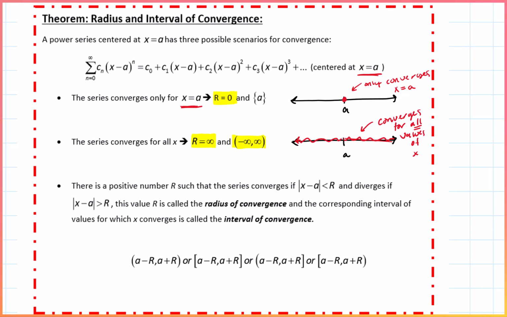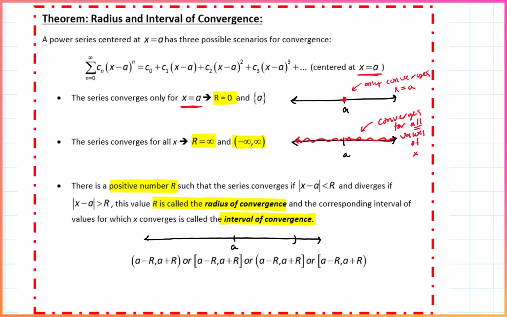Now, if r is a finite positive number, so if r is a positive number r, and we converge when the distance, remember that when we say the absolute value of x minus a, that's the distance of x away from a, is less than r, and diverge when that distance is greater than r, then we call r the radius of convergence, and the corresponding interval is the interval of convergence.